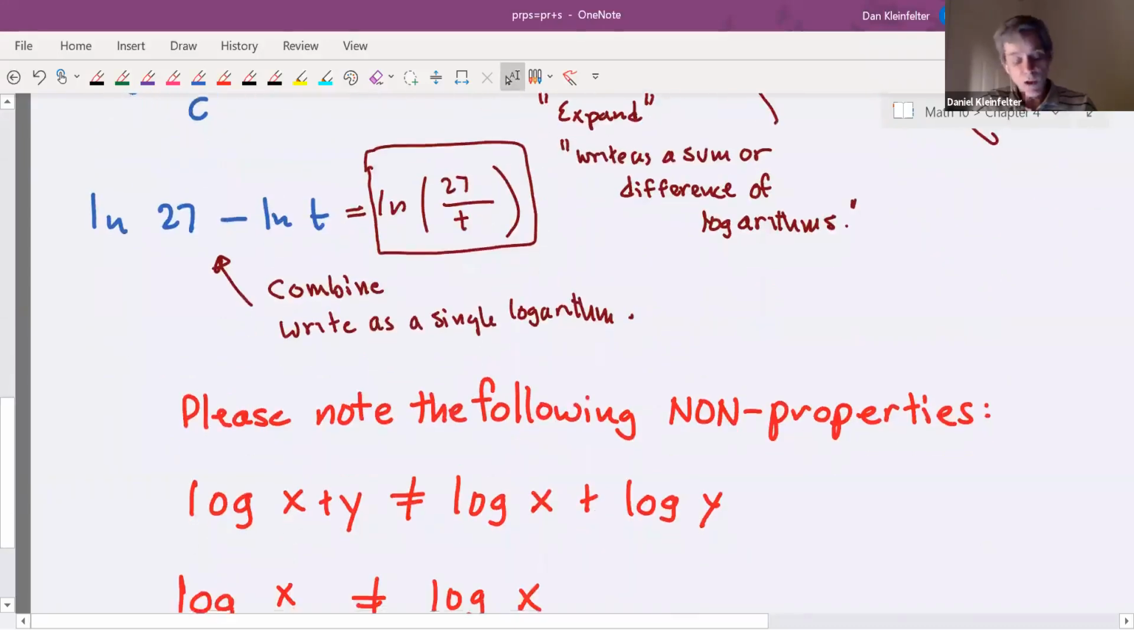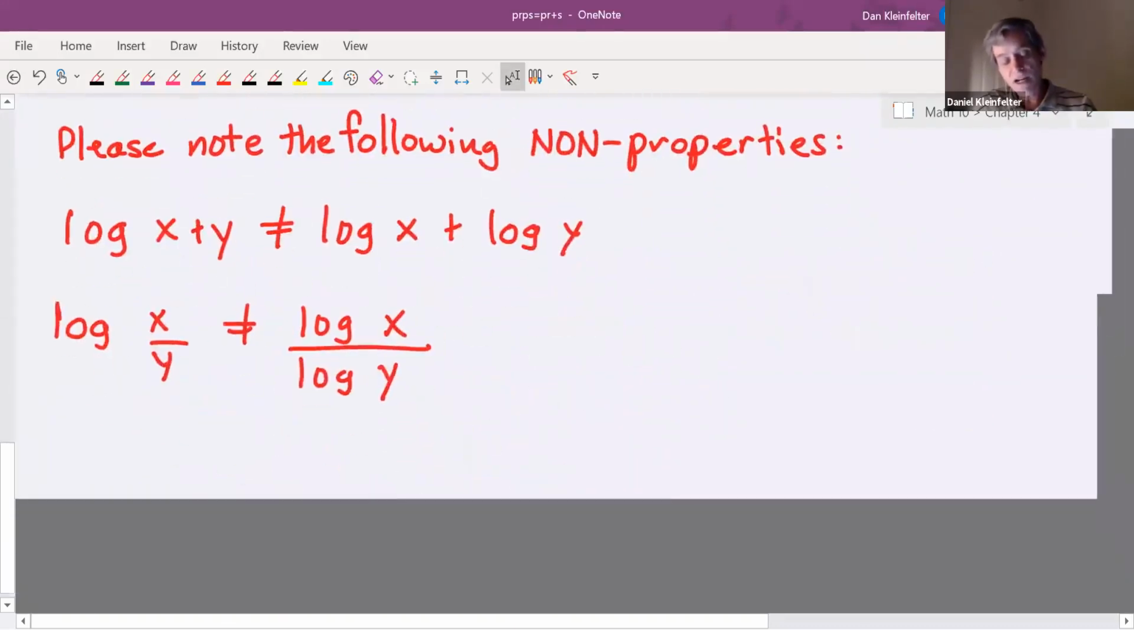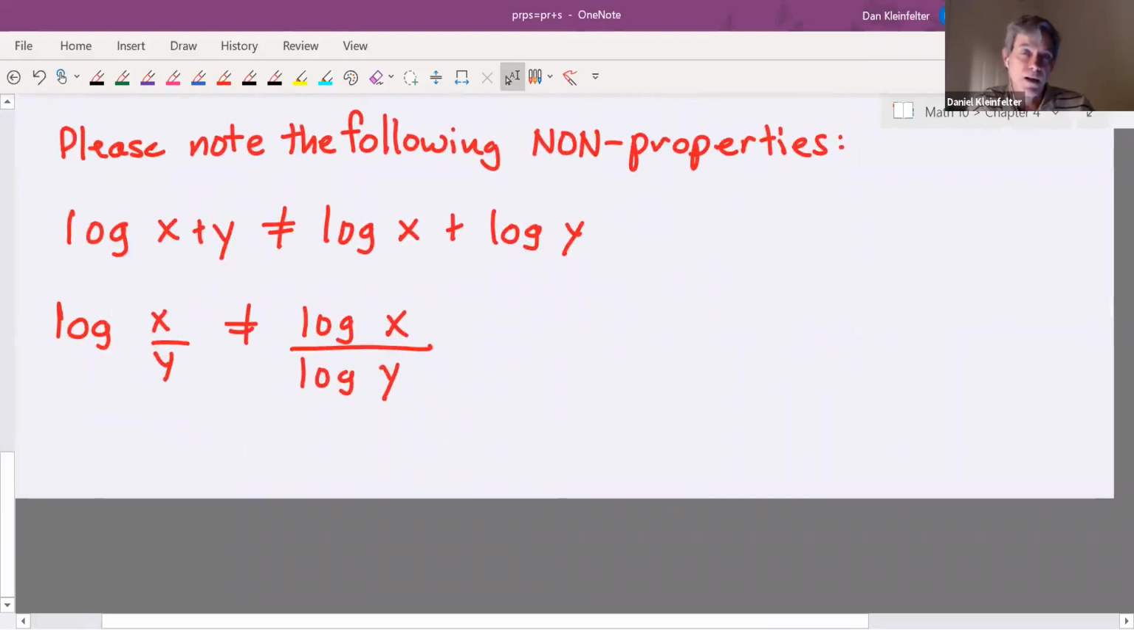All right, so before we go any further, I wanted to point out a couple of non-properties. So far, we've seen that you can turn a log of a product into a sum of logs, or you can turn a log of a quotient into a difference of logs. Some things that people try are just not true. The log of a sum isn't anything. There's no rule about the log of a sum, okay? It's especially not the sum of two logs.